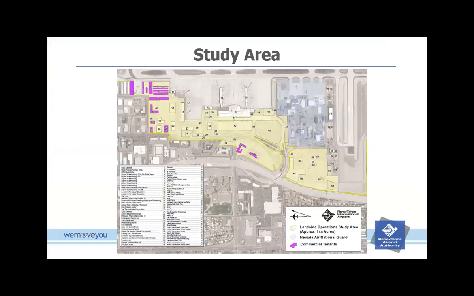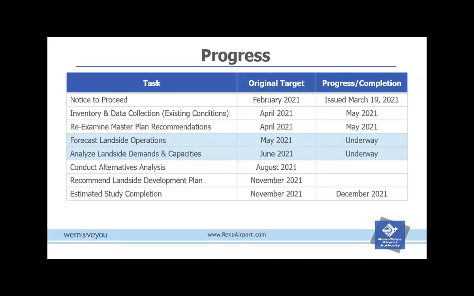This is our study area. It's over 140 acres, starts to the north at Vassar Street, goes all the way to the south to the National Guard Way. Our consultant, InterVistas Consulting, has been working diligently on inventorying that area and reviewing the master plan recommendations and identifying the methodologies going forward that they're going to be using to forecast and analyze the demand that we're going to need in the future for the landside operations.